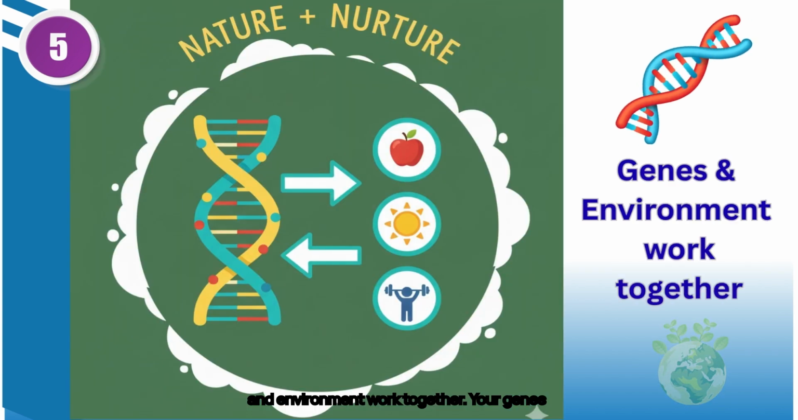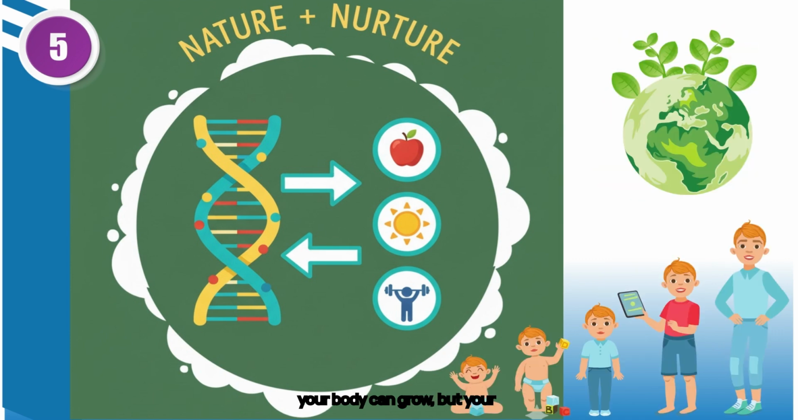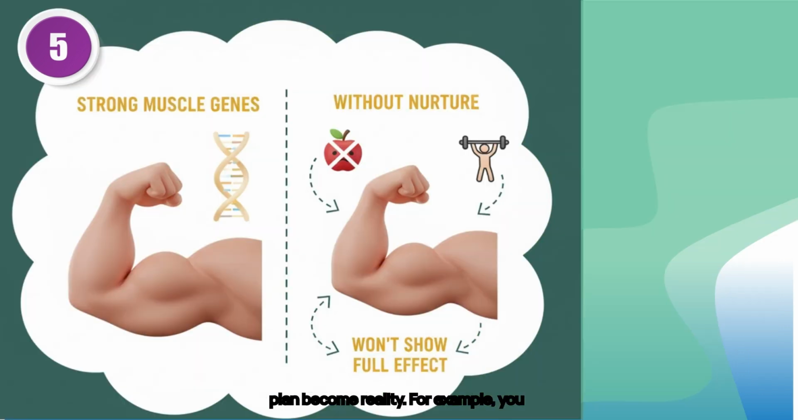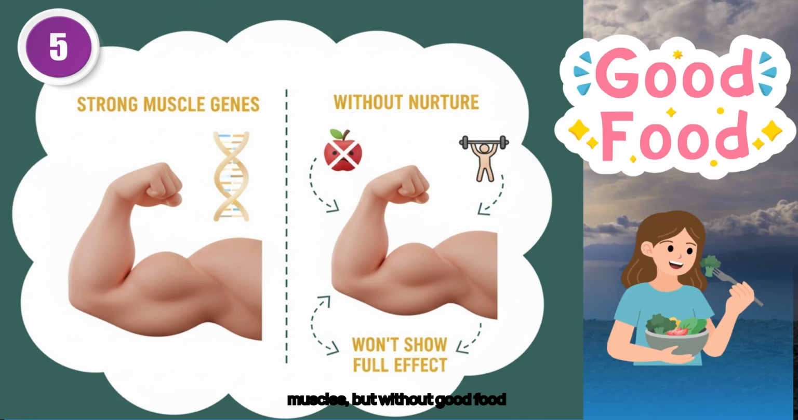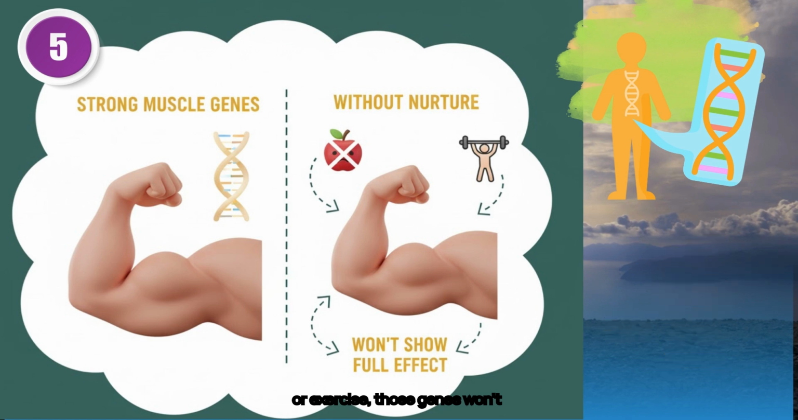So, genes and environment work together. Your genes give you a plan for how your body can grow, but your environment decides how much of that plan becomes reality. For example, you may have genes for strong muscles, but without good food or exercise, those genes won't show their full effect.